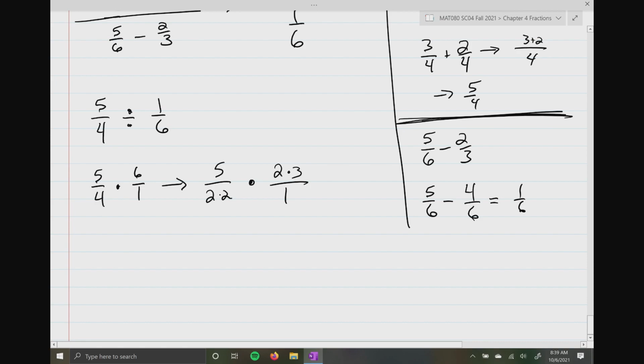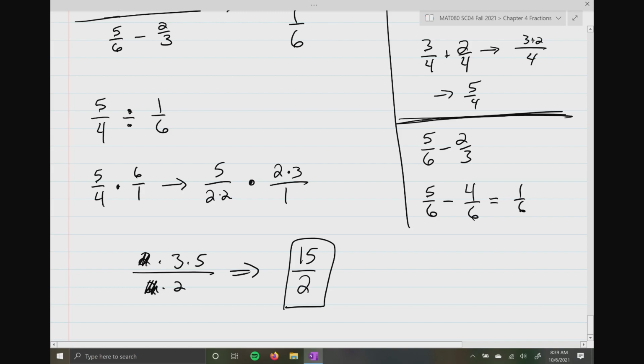You are moving way too fast. I know. So I break down the 4 and I break down the 6. You're going to mark a 2 off and a 2 off. So I write out one numerator in order, one denominator in order, and I simplify. Yeah, 15 over 2. How the heck did I get negative 3?